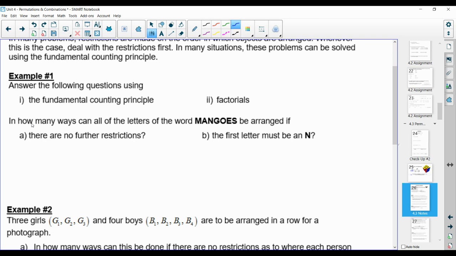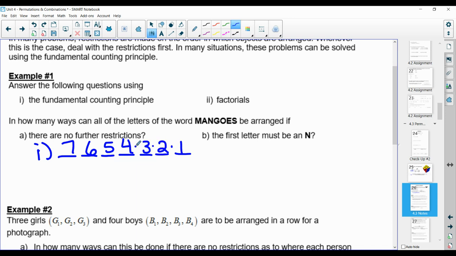And so the first question says, in how many ways can all of the letters in the word mangoes be arranged if there's no further restrictions or if the first letter must be an N? So let's start off with no further restrictions. Now, the first way that we're going to do this is using the fundamental counting principle. And so if we count the letters in the word mangoes, we've got 1, 2, 3, 4, 5, 6, 7 letters. So that means we're going to draw 7 blanks. And there's no restrictions, so that means we have 7 choices for the first letter, 6 for the second, 5, 4, 3, 2, and 1.